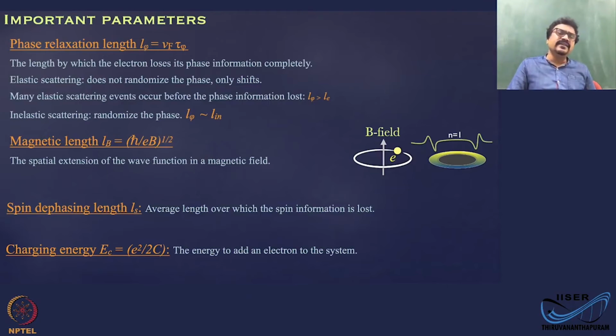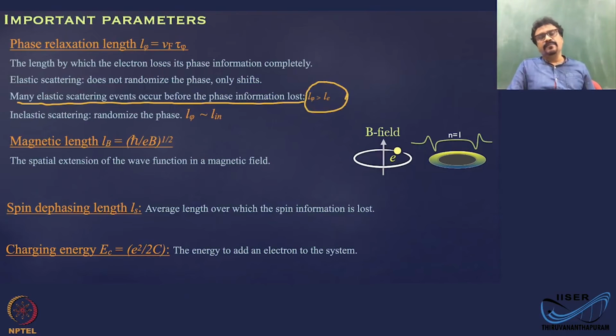You can have many elastic scattering events occur before the phase information is completely lost. Elastic scattering will preserve the phase. When I say preserve, it only will shift, but you can track it. So generally, the phase relaxation length is greater than the elastic scattering length.